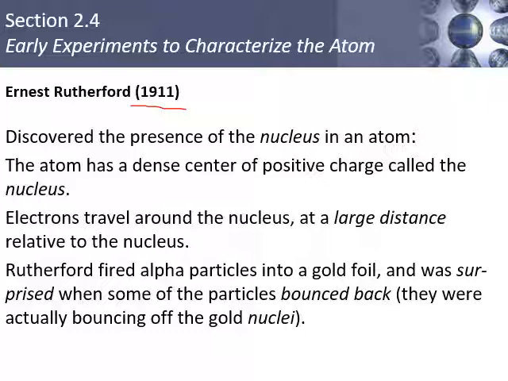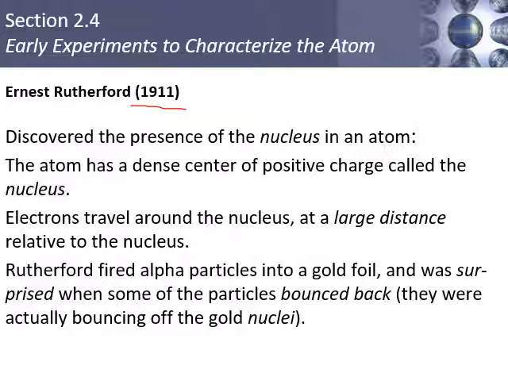So he made a gold foil that was incredibly thin and started firing alpha particles. An alpha particle is just a helium nucleus: two protons and two neutrons. He started to fire these into the gold foil. If the protons were all scattered throughout the gold foil like the electrons, then nothing should have happened. The alpha particles should have all just gone through. But I think he had an intuition that that really wasn't the way it was.